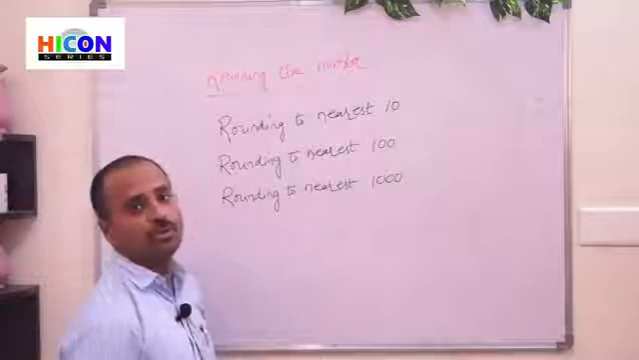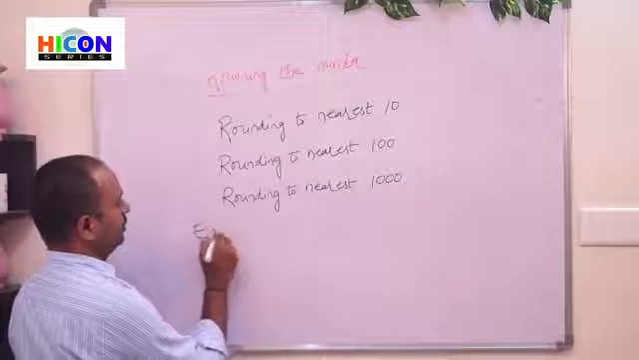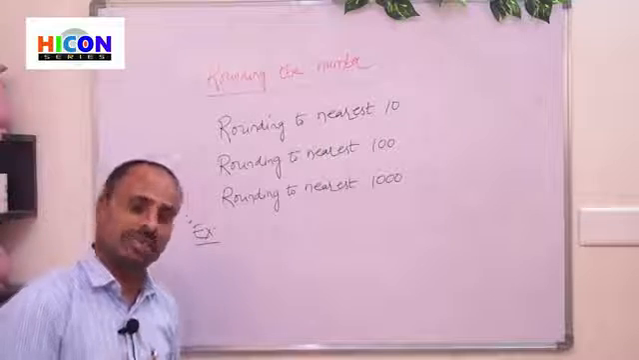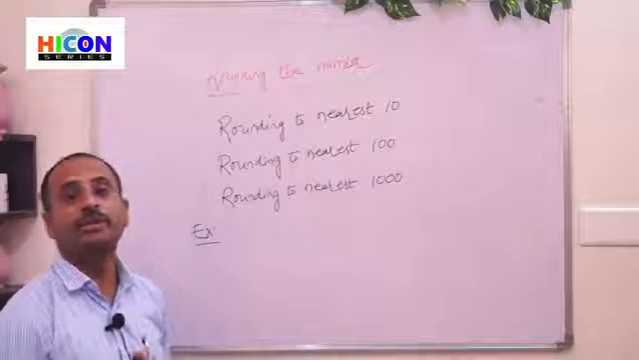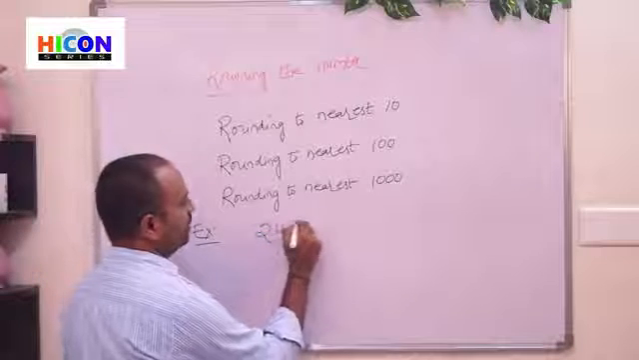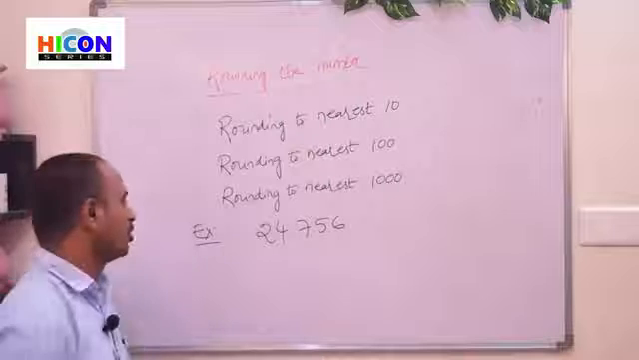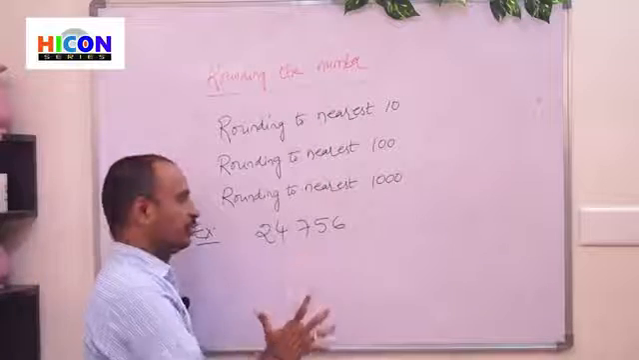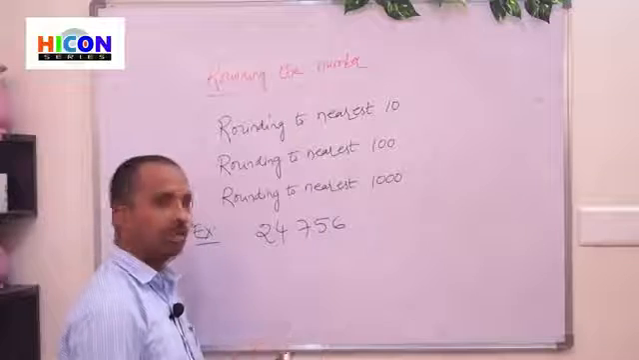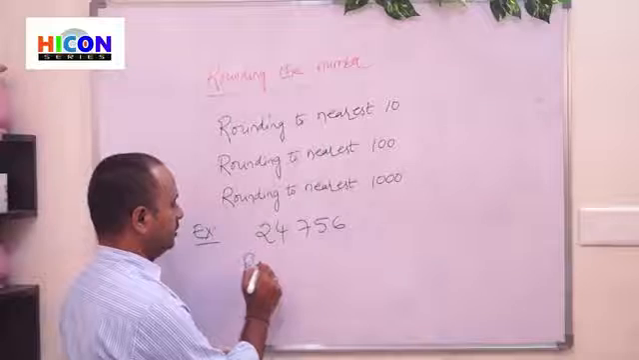So how can we round the given number to nearest 10? Let us take an example. By using this example, we can round the given number to nearest 10, nearest 100 and nearest 1000. The number they have given is 24,756. Now we will round this number to the nearest tens, hundreds and thousands. So let us see how to round this number to the nearest tens.